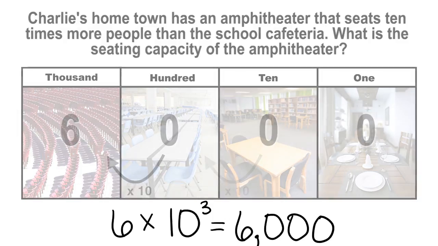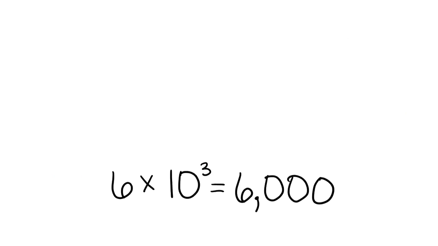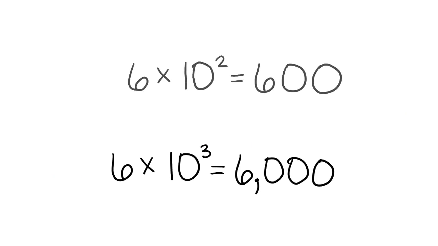Important to note, by this point, students may start to think that the exponent is related to the number of zeros in the product. In this sample problem, 6 times 10 to the 2nd power, the exponent is 2 and there are 2 zeros in the product. In 6 times 10 to the 3rd power, the exponent is 3 and there are 3 zeros in the product. This pattern would continue in this example, however it does not hold true for all numbers.